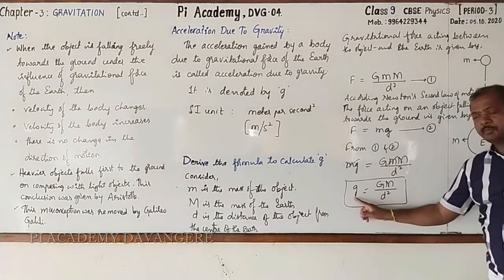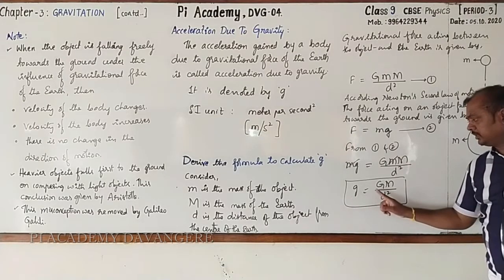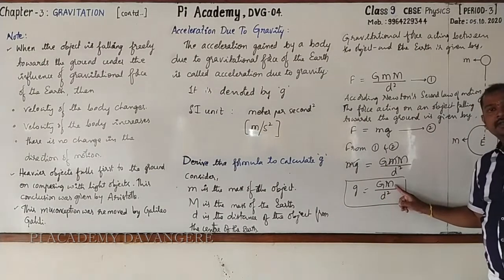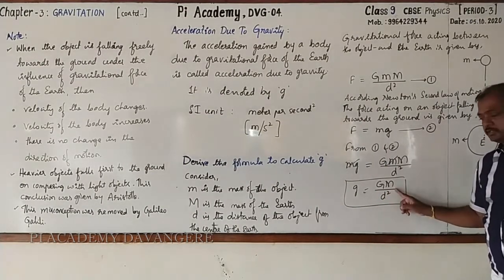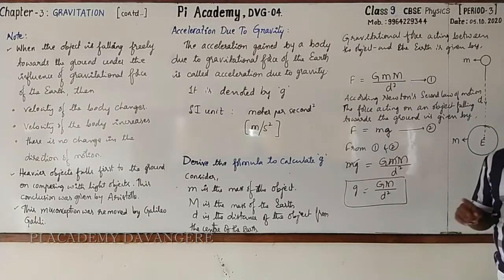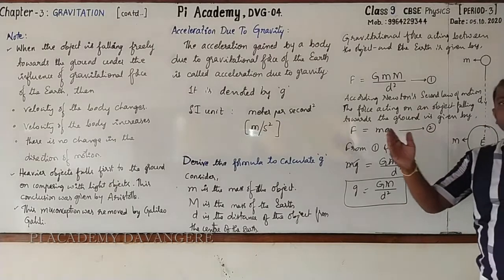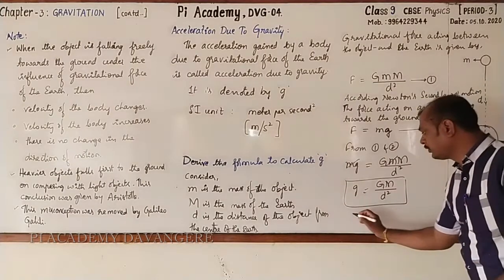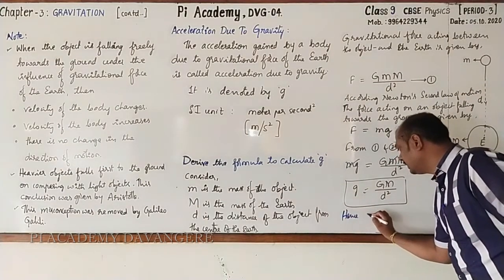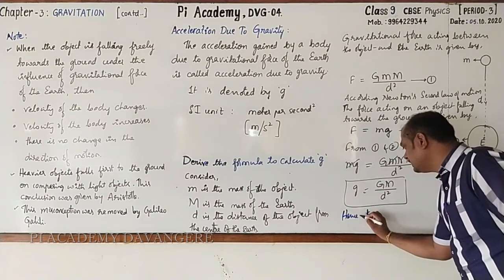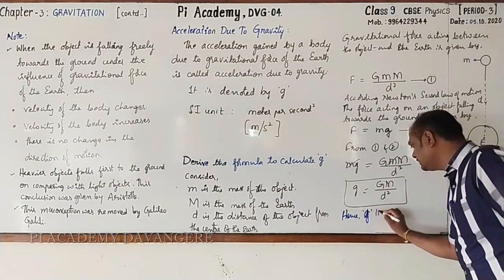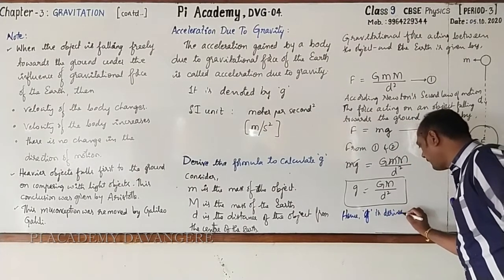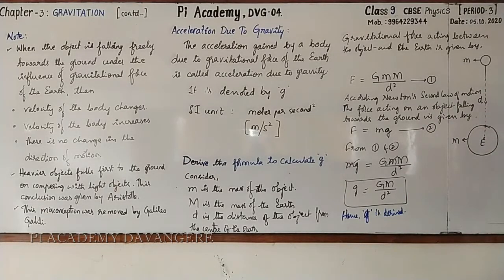Here small g is acceleration due to gravity. Capital G is the gravitational constant. M is the mass of the earth and d is the distance between the centers of the object and the earth. Got it? Yes, please go for copying it. Here I'll write: hence g is derived. g is derived. Copy this.